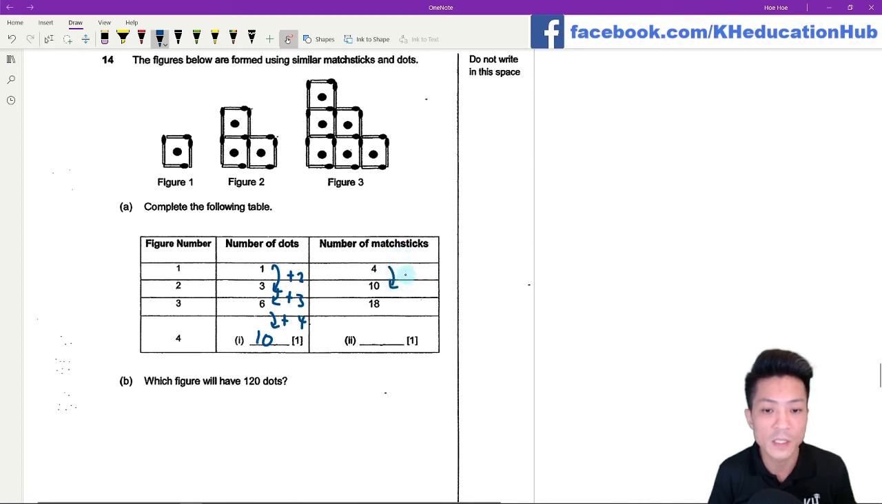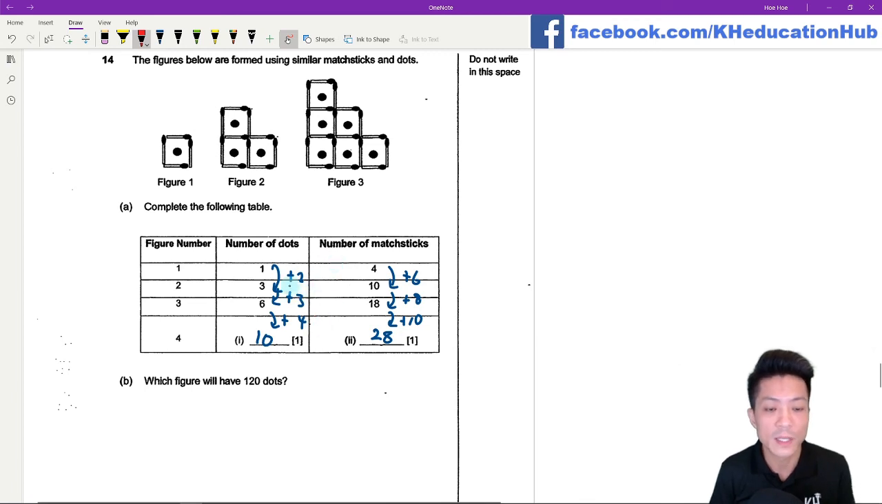Number of matchsticks over here is plus 6, plus 8, and this should be plus 10, 28. In part B, which figure will have 120 dots?